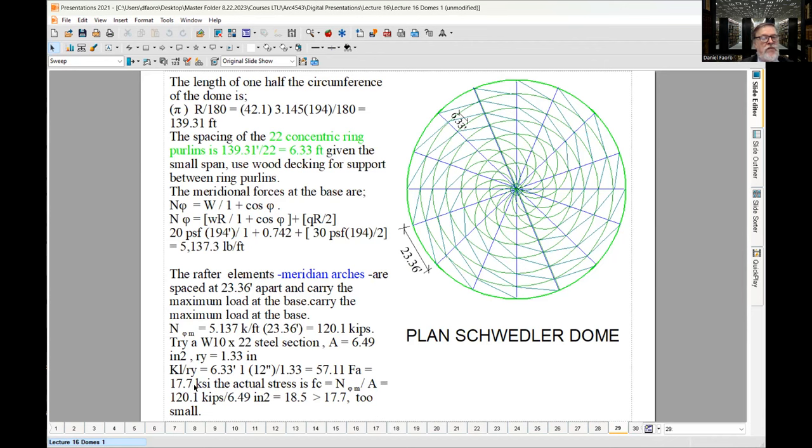It's going to drop down from the original 21.5 KSI because there's a slenderness ratio decreasing its strength, its stress, due to buckling. The actual stress, F sub a equals N sub phi M divided by A, or 18.5, which kind of gives us a bit of a problem here. We can't go above 17.7 KSI, so the member that we just selected, the 10 by 22, would not be quite large enough. So I need to find something better.